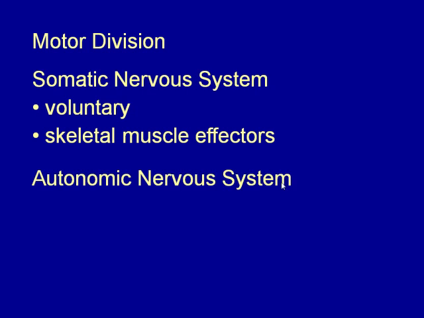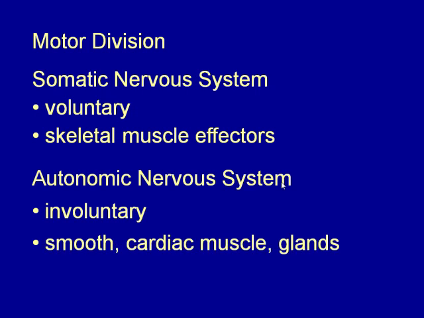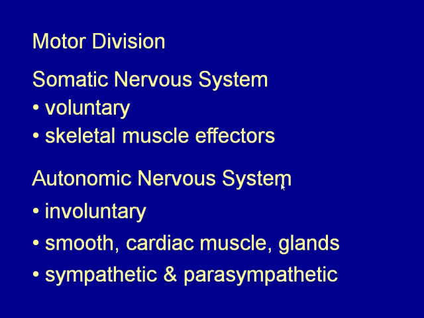The other division is the autonomic nervous system. This is involuntary. Here your smooth muscle, your cardiac muscle, and your glands are involved. And you can't consciously control any of these, and yet they need to be controlled to help you maintain homeostasis. The autonomic nervous system is further subdivided into the sympathetic and the parasympathetic nervous system.